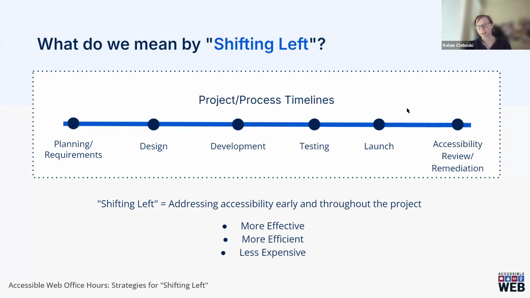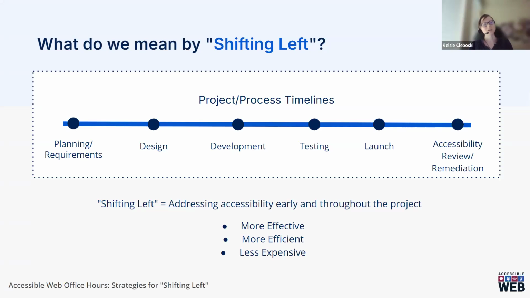So first, what do we mean by shifting left? On my slide here, I have an image of a project timeline, a horizontal bar going chronologically from left to right. This is a really common project or process timeline that we encounter when thinking about digital projects, where they start with planning and requirements, then go into design, development, testing, launch, and then start thinking about accessibility and may do things like accessibility review, testing, and remediation. For a lot of folks, that process is happening pretty late in the project timeline, sometimes at or after launch. So when we're talking about shifting left, we're literally talking about shifting accessibility left on a timeline.